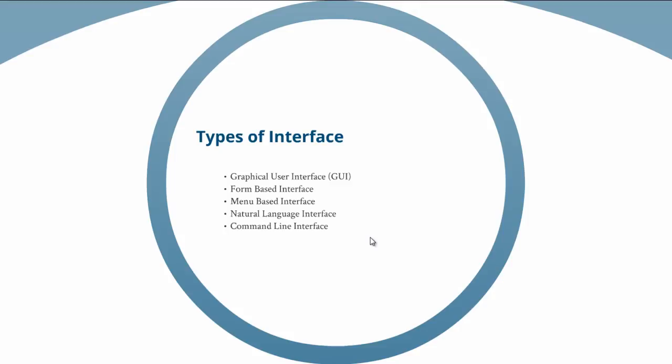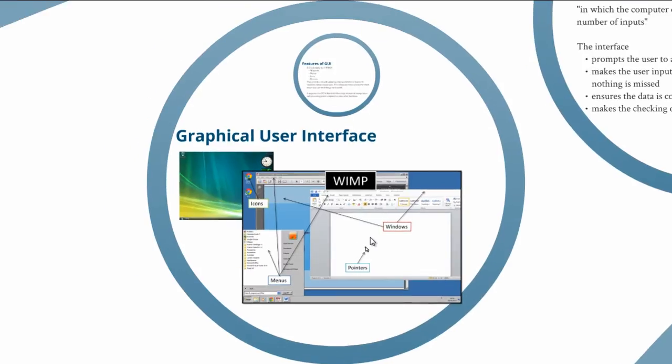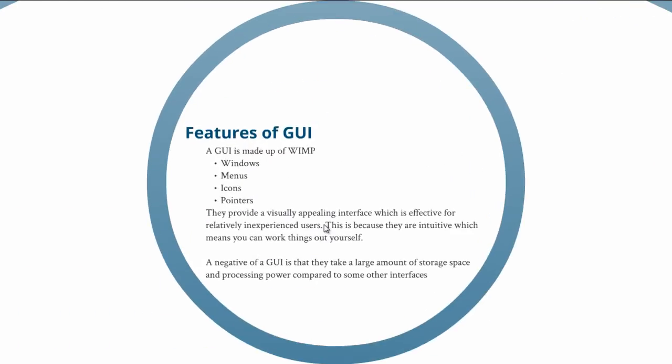So a GUI, graphical user interface, is made up of WIMP: windows, icons, menus, and pointers. We can see this is an example of Microsoft Windows. We've got windows here. We've got icons, which are pictures that help you. We've got pictures here as well. We've got menus here and here. And we've got a pointer, which is the mouse. So GUI is made up of windows, icons, menus, pointers.